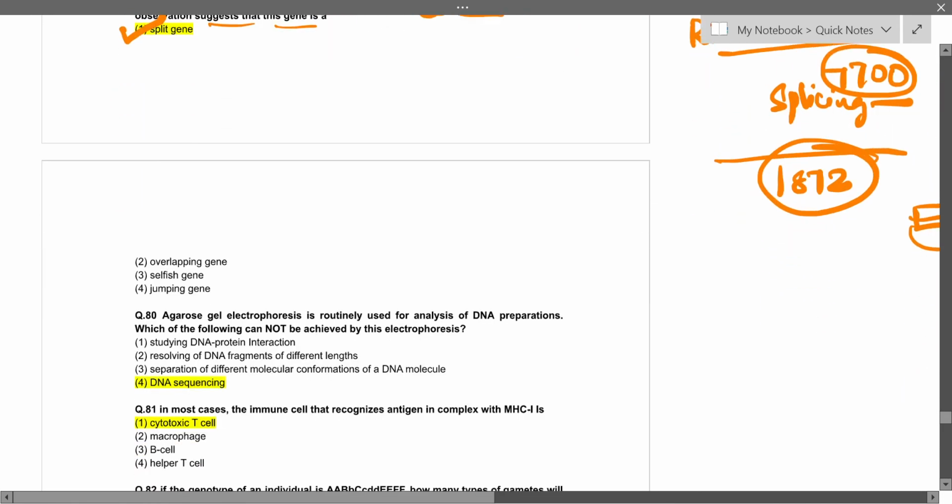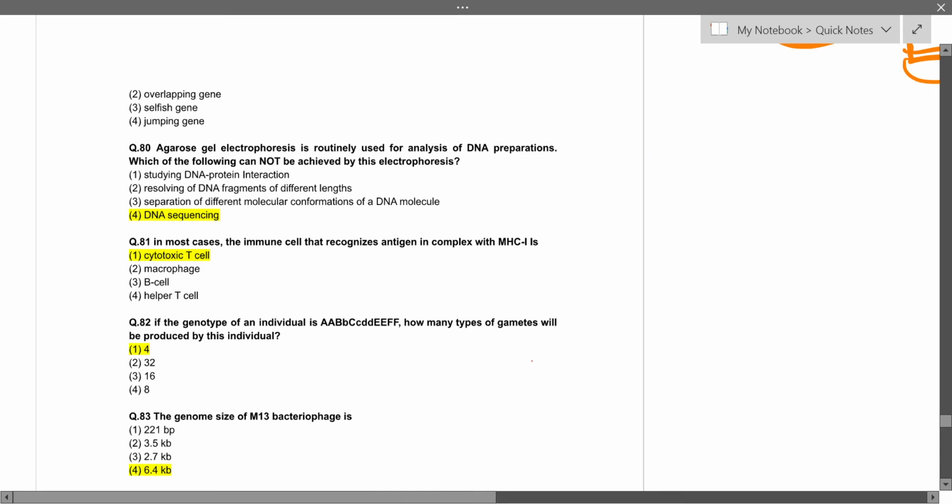Next question is, agarose gel electrophoresis is routinely used for the analysis of DNA preparation. Which of the following cannot be achieved by the electrophoresis? Studying DNA protein interaction? No, we can study DNA protein interaction using this method. Resolving of DNA fragments of different lengths. This is also possible, so this is a wrong option. They are asking what cannot be achieved. Separation of different molecular conformations of DNA molecule. Yes, this is also possible. DNA sequencing is not possible using gel electrophoresis. So this is the correct option here.